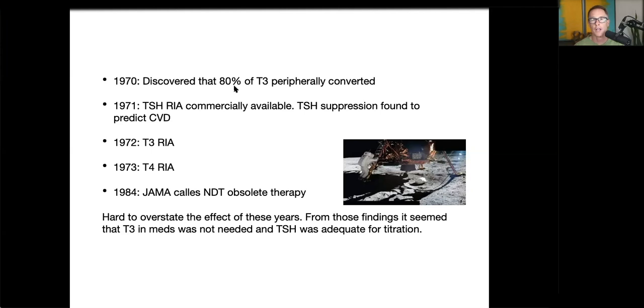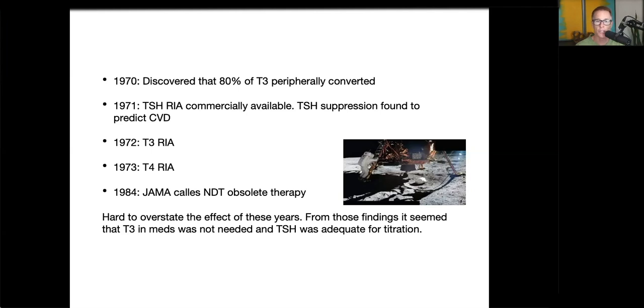One of which is they learned that T3 is mostly made outside the thyroid. 80% of it is made outside the thyroid after the thyroid has released T4. They also learned how to measure TSH. They understood what it did and how to measure it for the first time. They realized that when the TSH was too low, that's when people were getting cardiac death. Also in those years, they were able to measure T3 and T4.